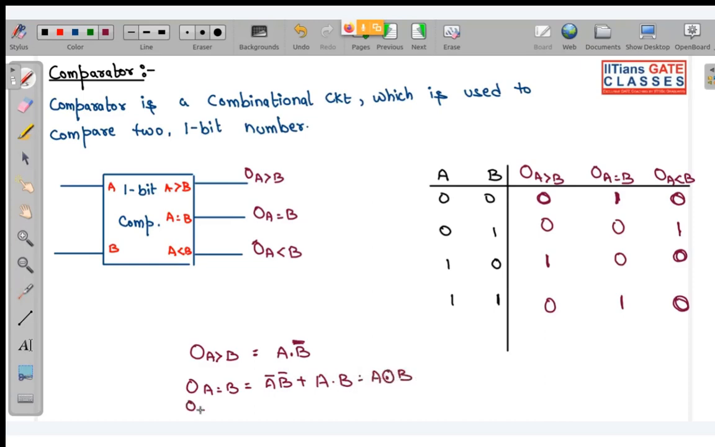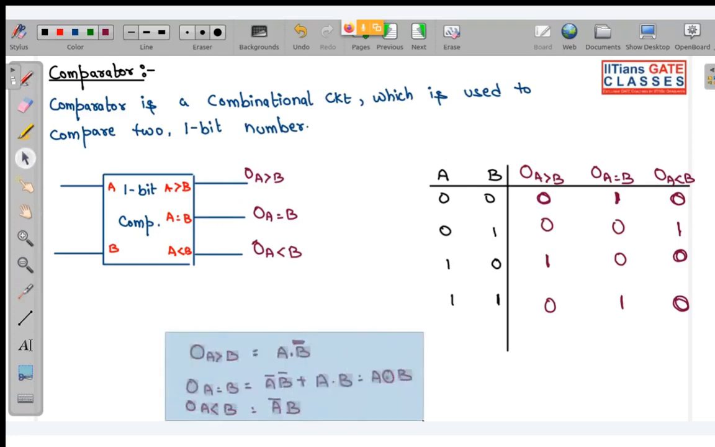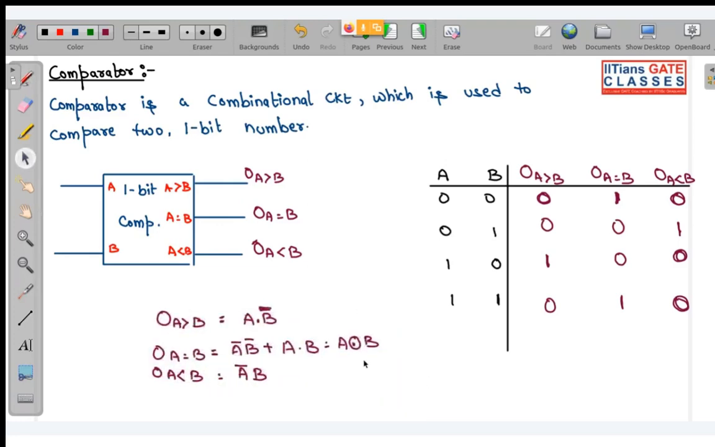And last is A less than B. For A less than B, we have one option, that is A equal to 0 and B equal to 1. So that is A complement B. So these are our results for the 1-bit comparator. Tell me if this is clear to you or not. Is this clear?